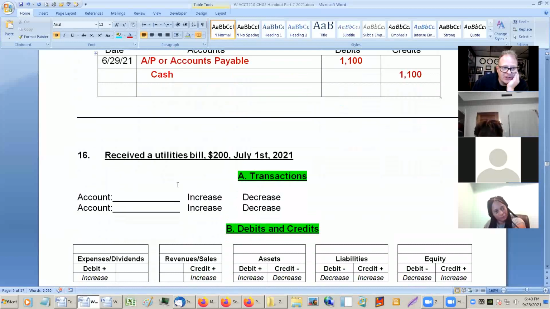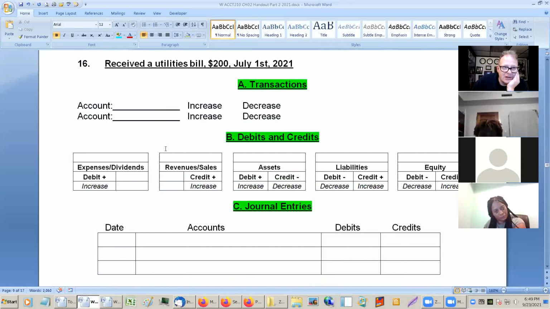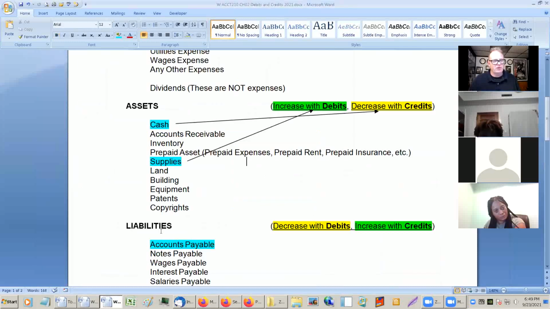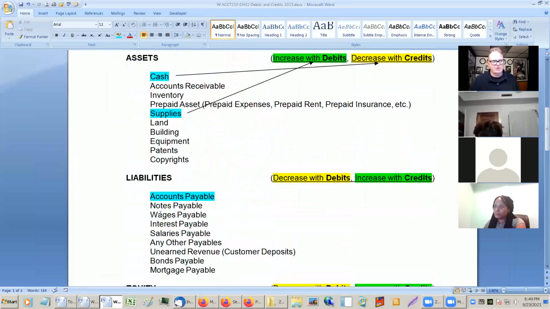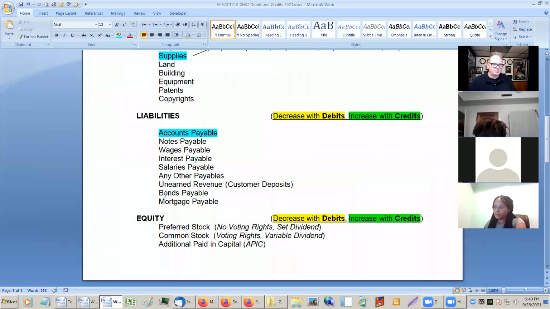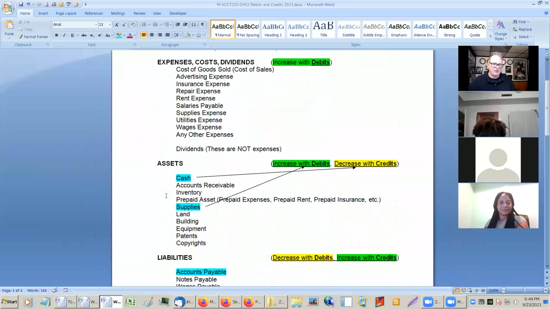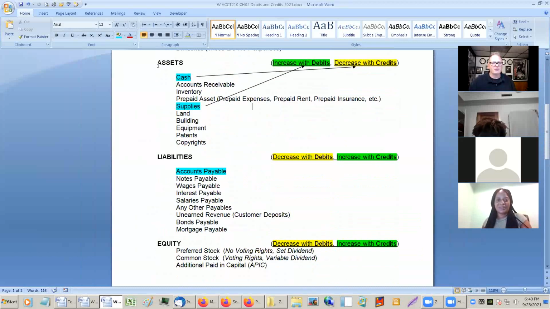Okay, number 16 does not look very unusual, but it is for what we've been doing. Up until this time, we've just been doing everything in the assets and liabilities, like the balance sheet. Maybe one equity. So this is all balance sheet. We've been doing all balance sheet up until this point.